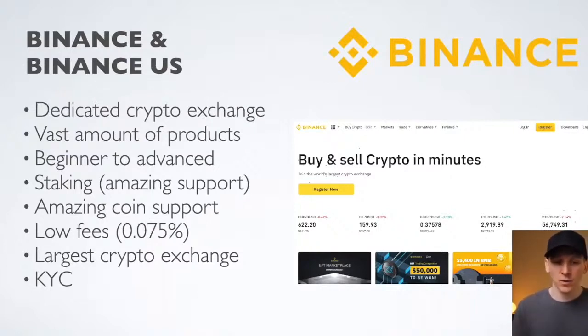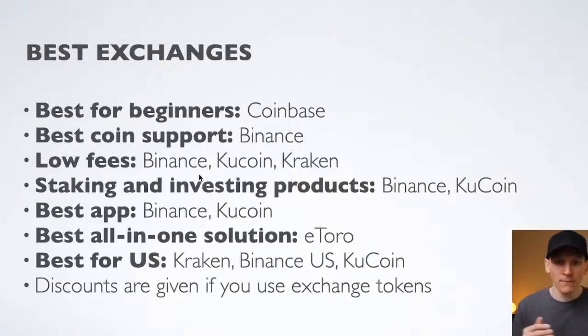It has the highest liquidity as well. That's for Binance. Binance US is a little bit different. The product offering is different and you don't have as many coins. If you're in the US, you're just gonna have to deal with that. But Binance is the number one pick for me. I would suggest that you go with Binance, at least having that as an account with some others as well.